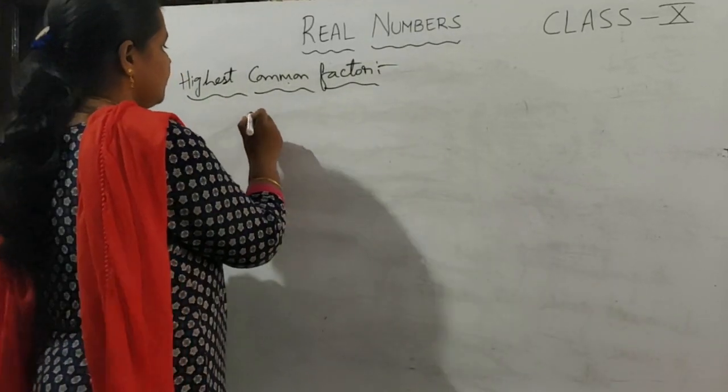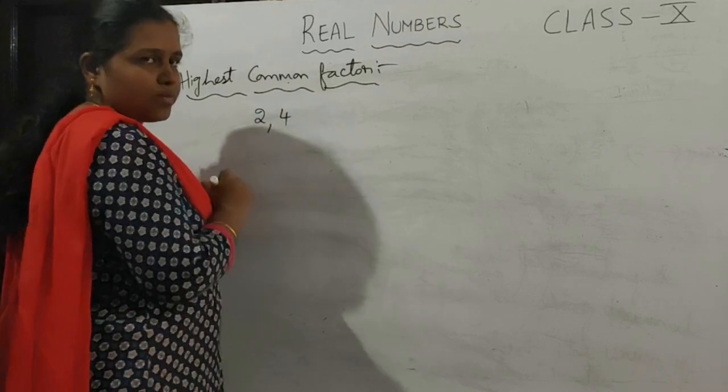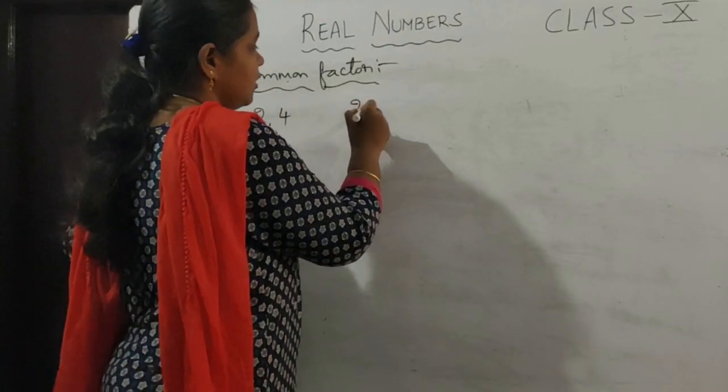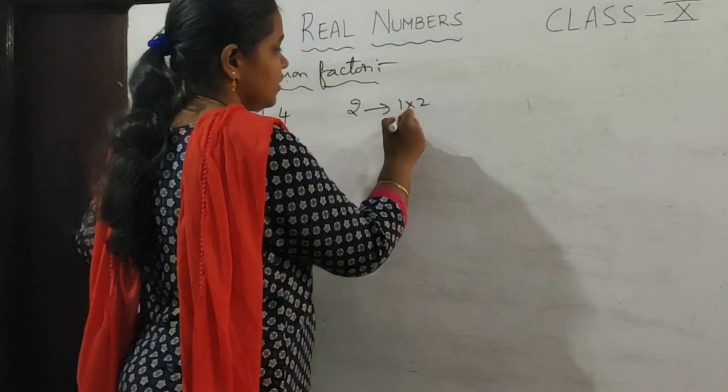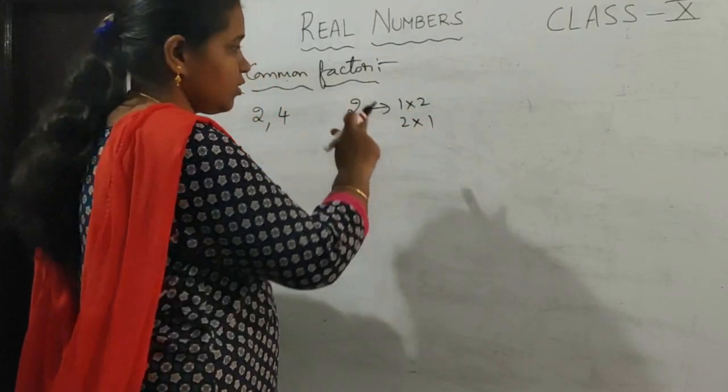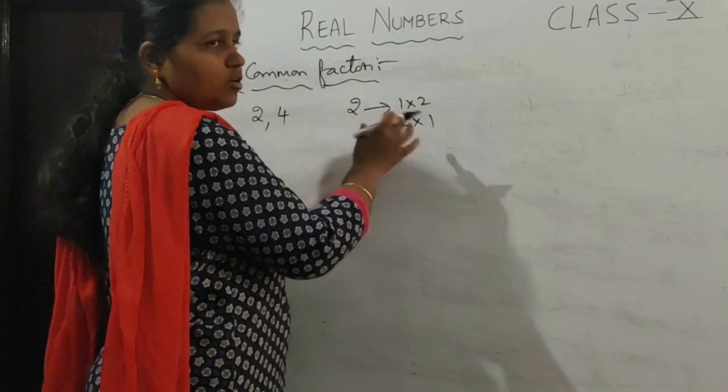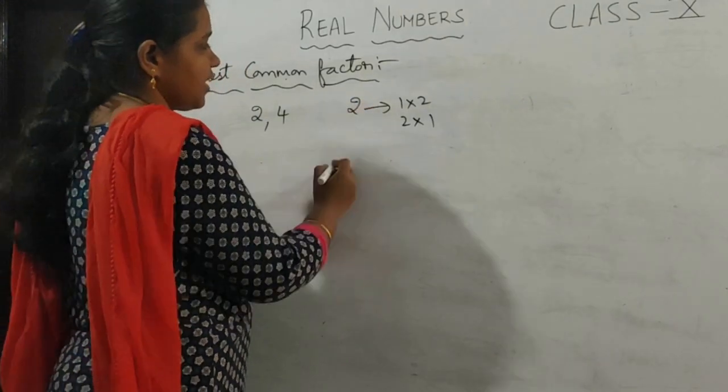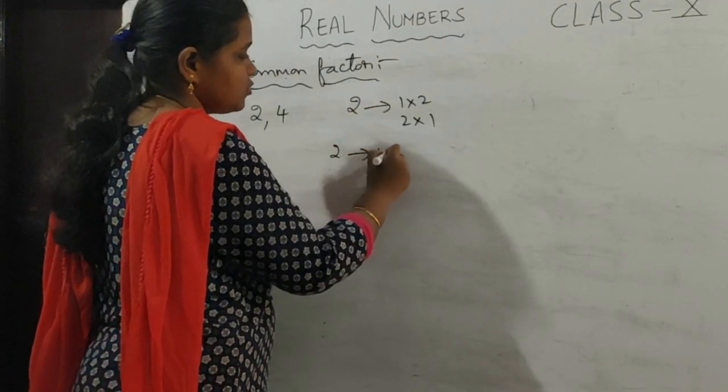Now suppose you have 2 and 4. What are the factors of 2? 2 you can write as 1 into 2 or 2 into 1. You cannot write 2 as a product of any other two numbers. So here the factors of 2 are 1 and 2.